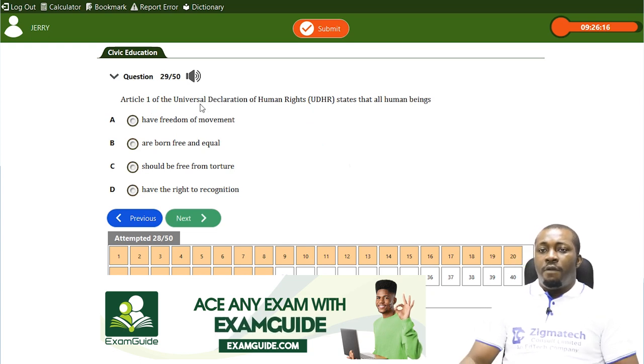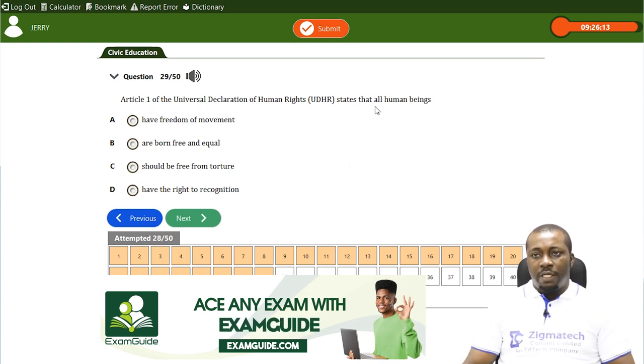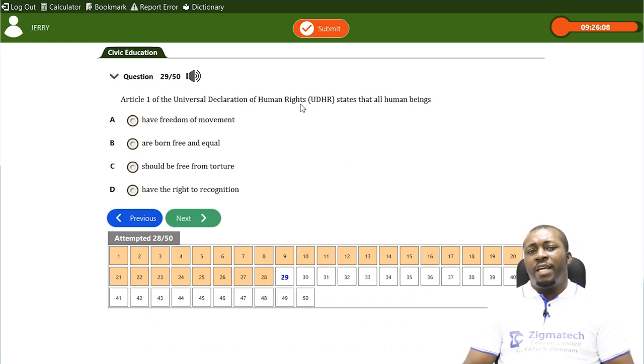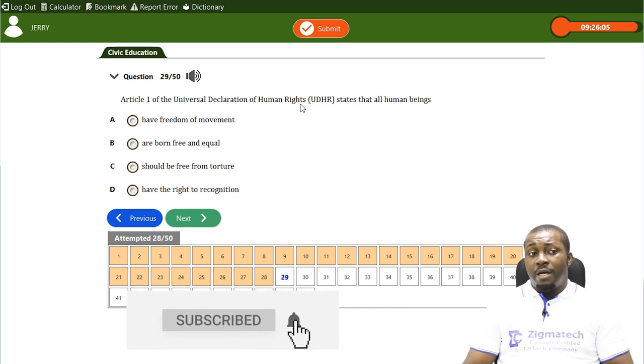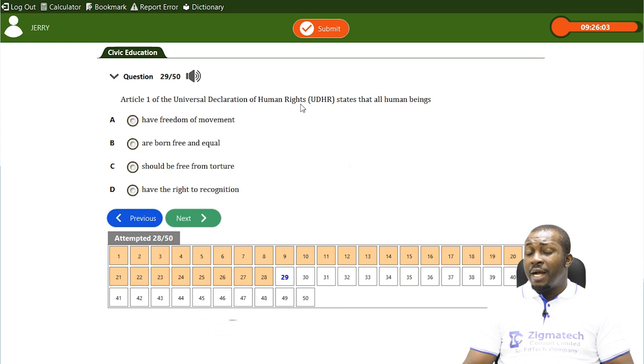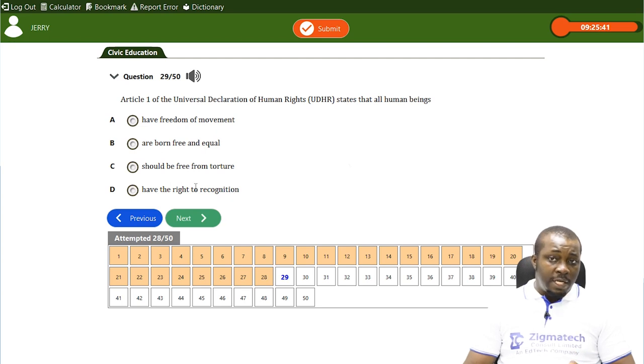Now, Article 1 of the Universal Declaration of Human Rights states that all human beings... Remember, the Universal Declaration of Human Rights is the first global expression of human rights, adopted by the United Nations General Assembly in 1948. Now, the first article, what did it say? All these options are said in the 30 articles. But if you look at it, it says all human beings have freedom of movement. It's not in Article 1. This says have the right to recognition. It's not in Article 1. So it says should be free from torture. It's not in Article 1.